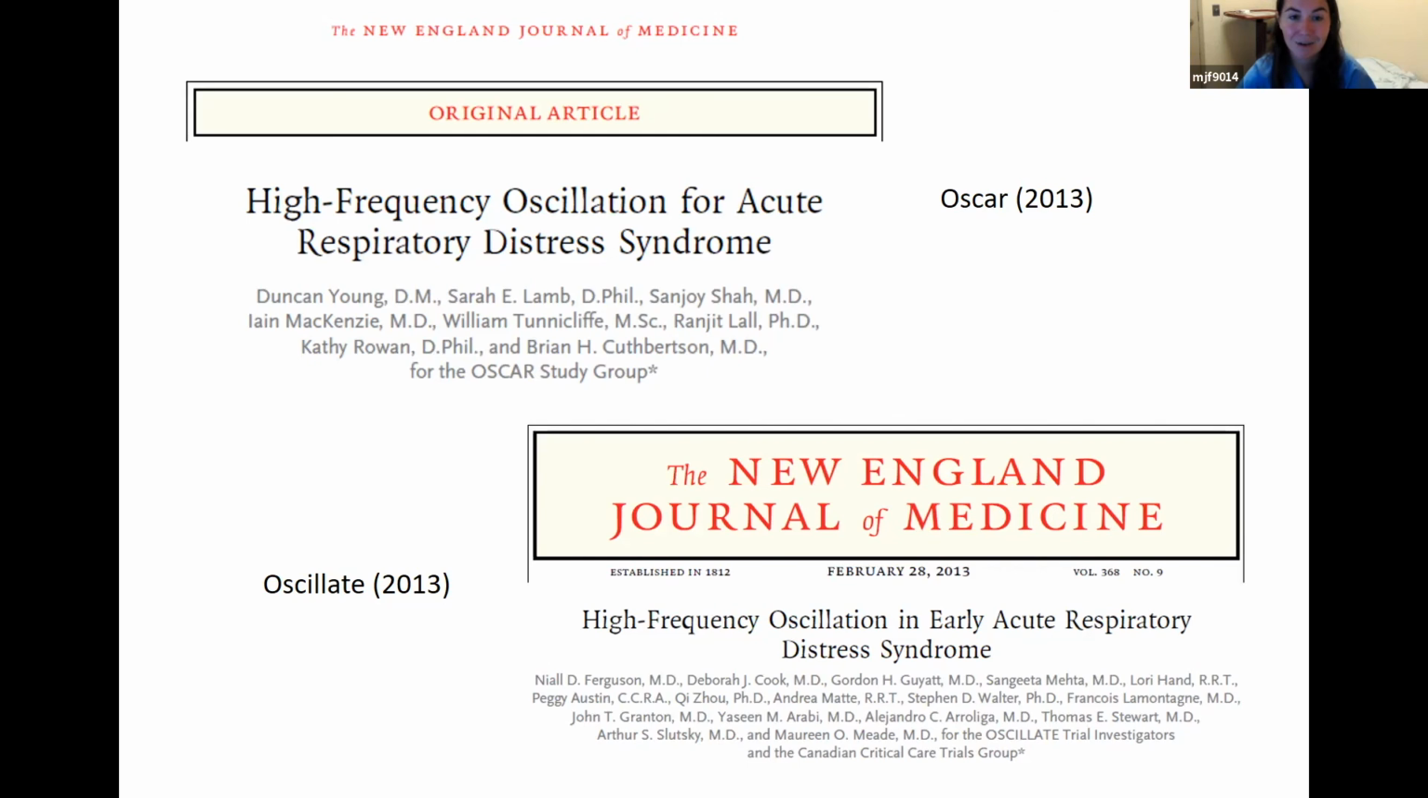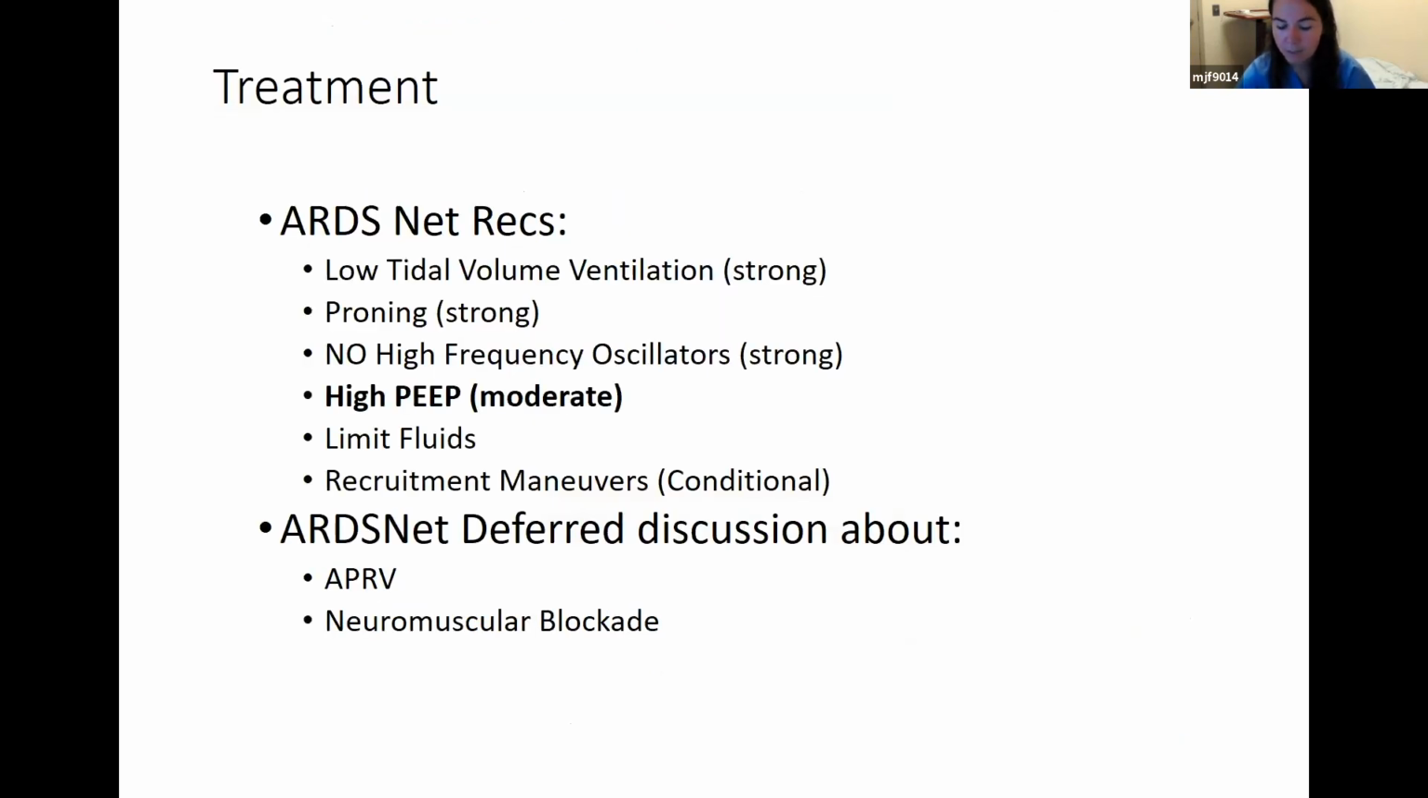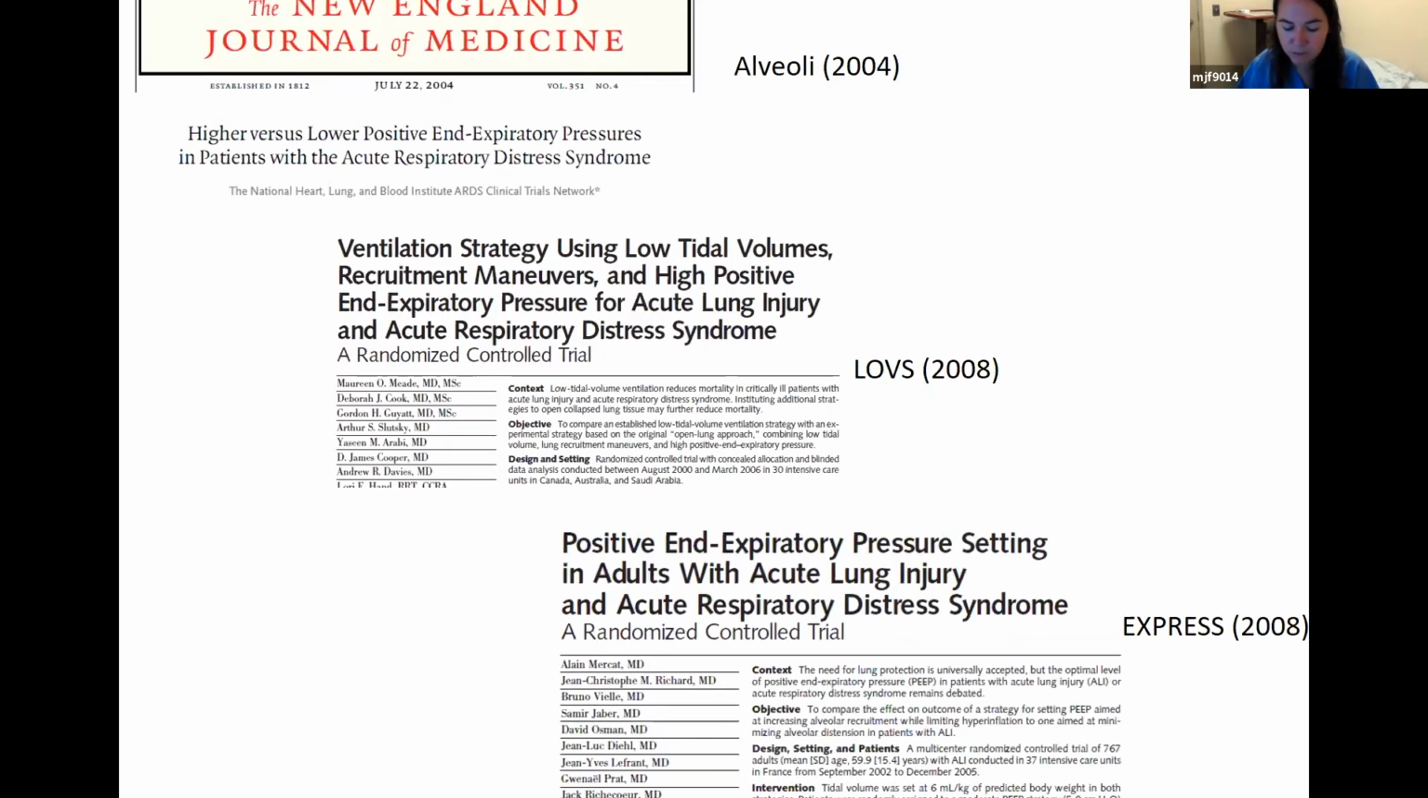So definitely no high frequency oscillatory ventilation. The next recommendation is a conditional recommendation for use of high PEEP in patients with moderate to severe ARDS. So the data about PEEP isn't black and white, and there are a couple of different schools of thought on this. ARDSnet has a low PEEP strategy that you can follow, and then a high PEEP strategy.